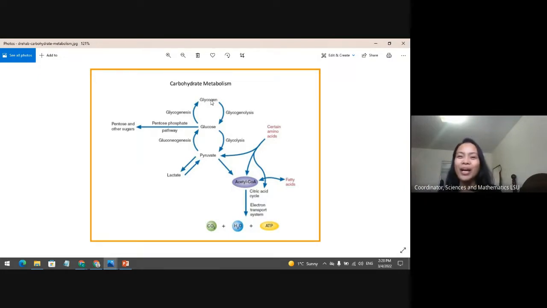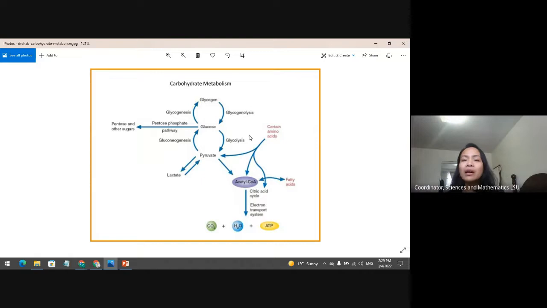Now, if we do not eat, because we are very busy with our work or we are depressed and don't want to eat, still we are alive because the glycogen that is stored in our body will turn back into glucose in the process called glycogenolysis. Now the glycogen will further be broken down into pyruvate molecules, and that is the process called glycolysis.